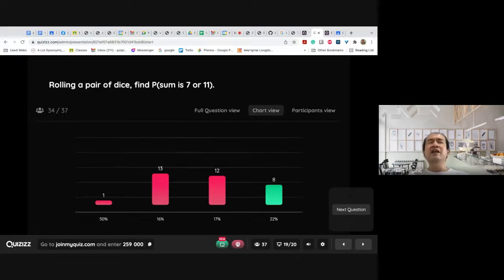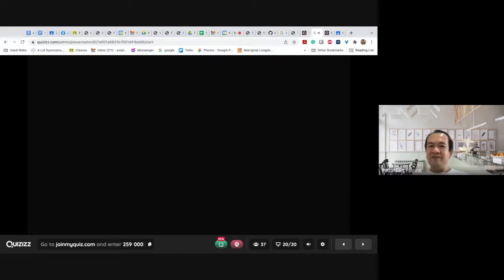For 11, if the first one is 1, no, the second one would be 10, not possible. So 11 would be 5, 6, and then 6, 5. So you get how many? 8 of them. 8 divided by 36. So that's how many? About 22%. Let me just calculate quickly. 8 divided by 36. Yeah, that's 22%. Okay, that's kind of hard, but okay. The last one.